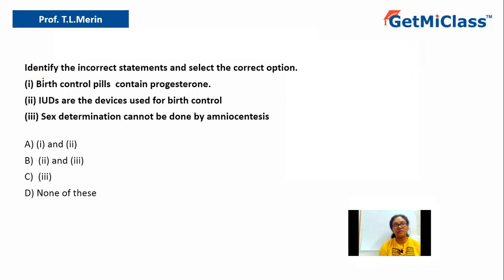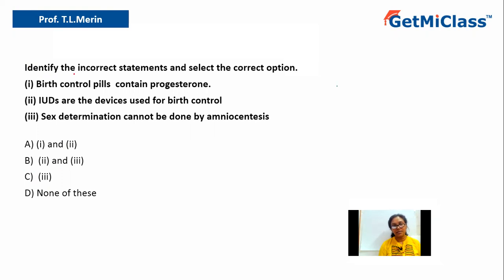Today we're going to solve this question, which is: identify the incorrect statement and select the correct option. Option A, birth control pills contain progesterone. The second statement says IUDs are devices used for birth control. Statement 3 says sex determination cannot be done by amniocentesis. And here they have given the codes: A is 1 and 2, B is 2 and 3, C is 3, and D is none of them.